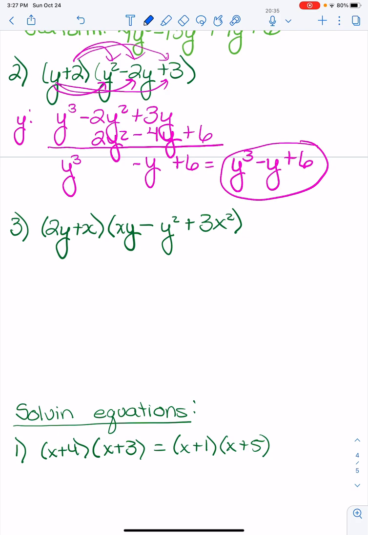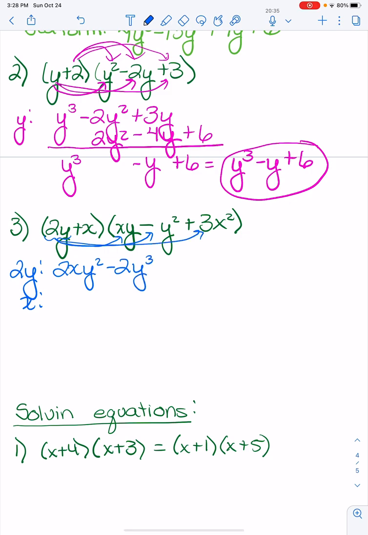So now we're going to get some really interesting things that happen here because we have x's and y's. But the process is always the same. 2y times xy is 2xy squared. 2y times negative y squared is negative 2y cubed. 2y times 3x squared is plus 6x squared y. X times xy is x squared y.